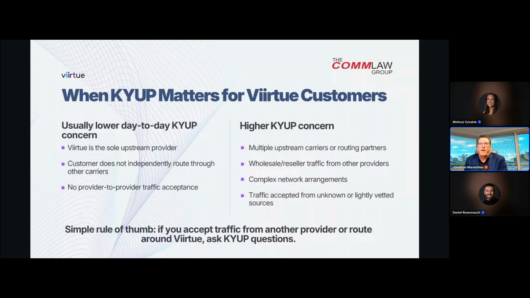Are you introducing another provider into the call path? Are you taking traffic from a third party? Are you using another route because it's cheaper, faster, or available? Are you accepting traffic where you don't really know the origin? If yes, slow down. Ask KYUP questions, not to create some big bureaucracy, but just to understand your risk. Because if problematic traffic moves through your network, the traceback and enforcement questions might come back to you. And "I didn't ask" is not going to be a terribly strong answer when you get contacted by the FCC's Enforcement Bureau.